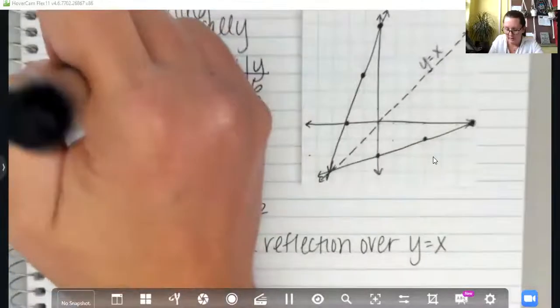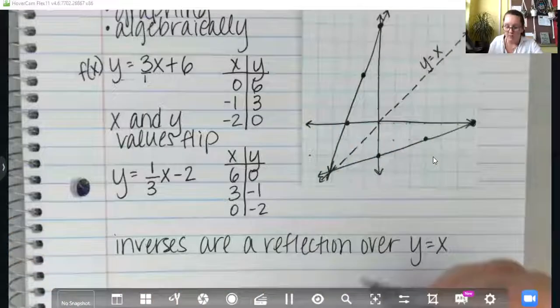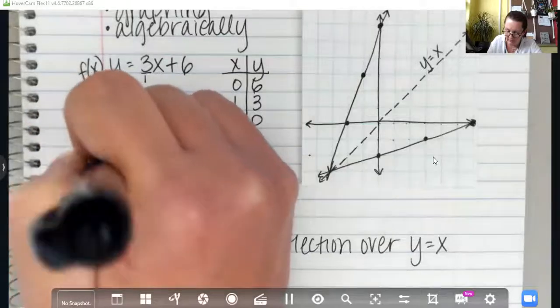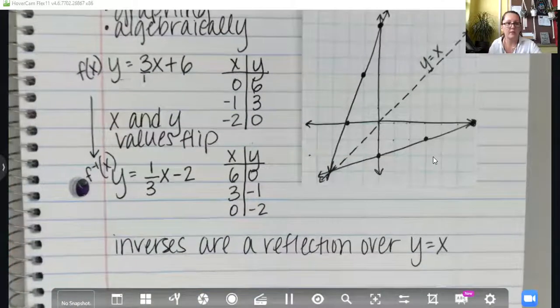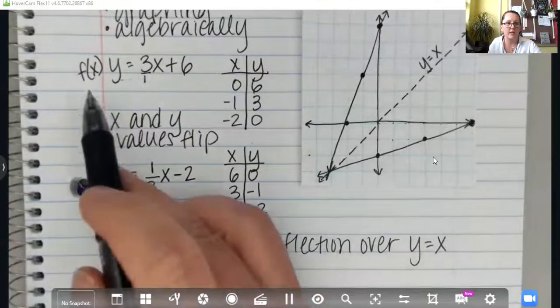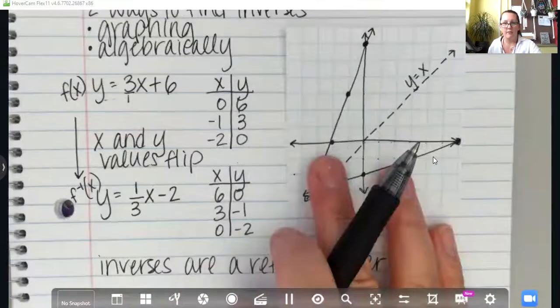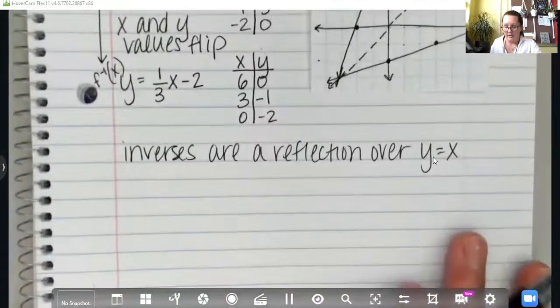So if we call this f of x, we're going to call the inverse f of -1 of x. So those are inverse functions. That's how you notate it. f of x and f of -1 of x. All right, so that's one way, graphing. And now let's do algebraically.